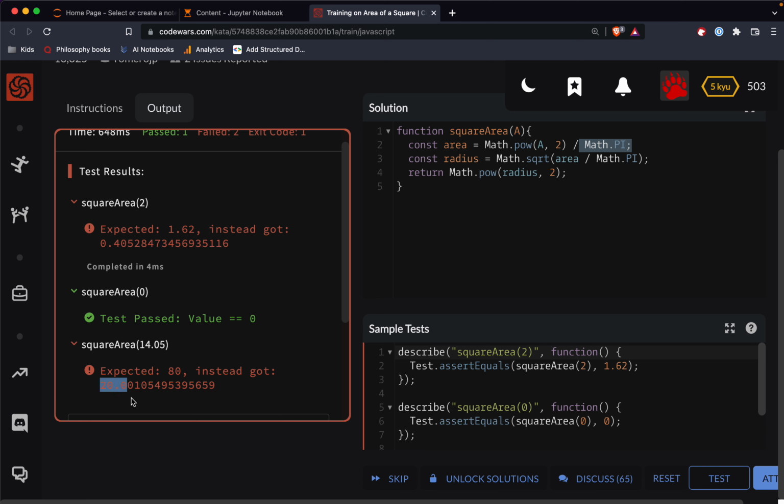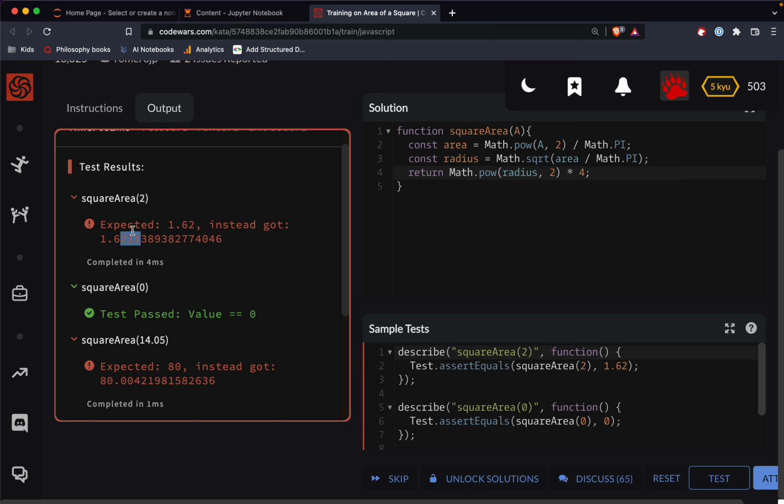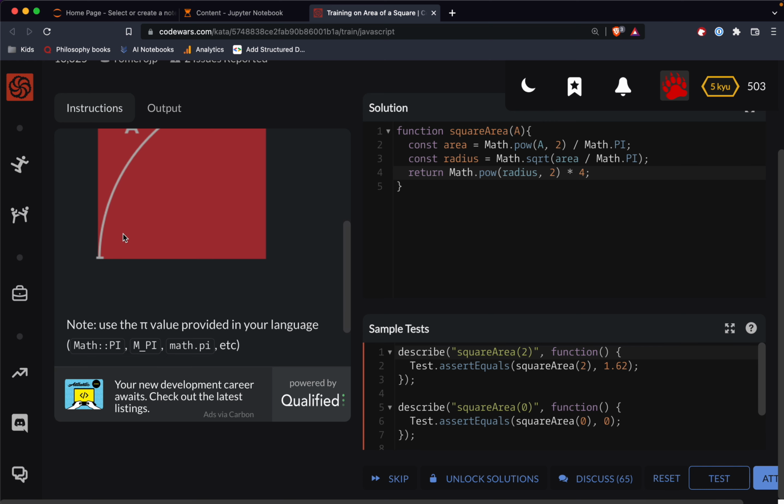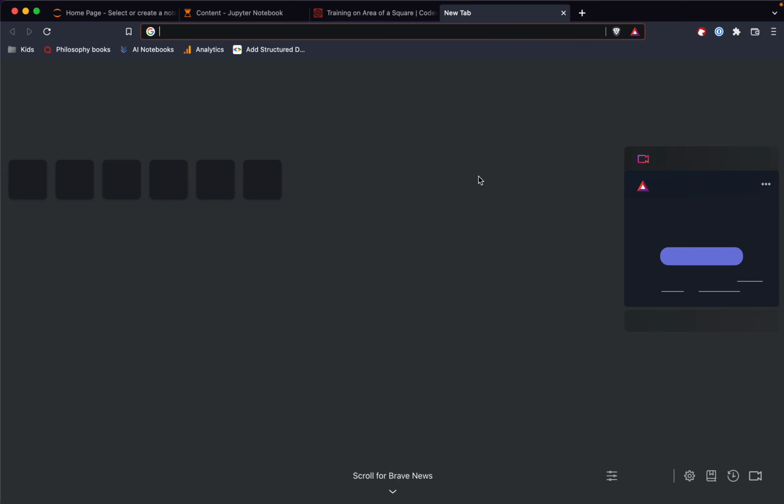We're getting roughly a fourth of where we should be. Why don't we just times by 4? I don't know if this is going to work. Oh, dang it. Oh, the rounding is going to get me. Okay. Well, maybe the instructions tell us to round. Oh, to 2 decimals. Okay.